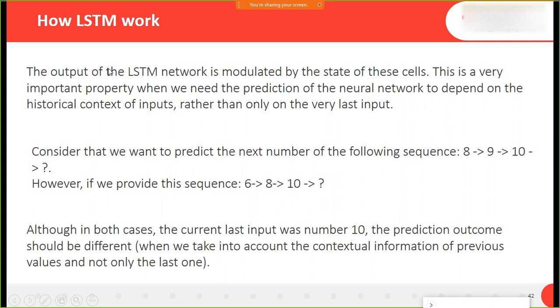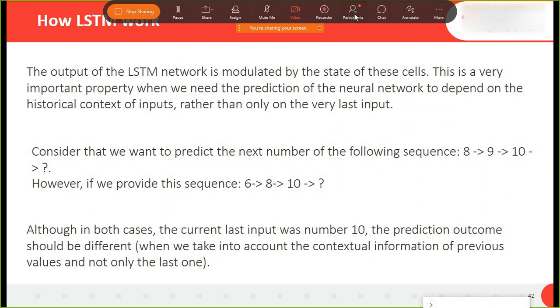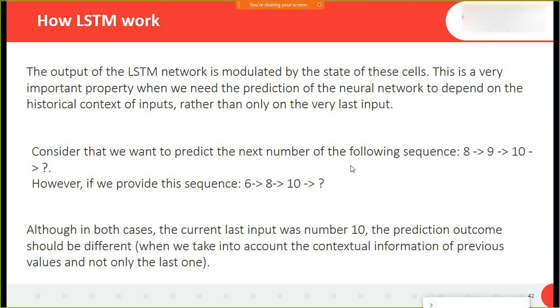So what LSTM does, it uses the contextual information, means previous information, and based on that it predicts the output. In this case what will it predict? 11, and in this case it will predict the value 12. Okay, so like this LSTM works. So if you have sequential data, use LSTM for that.